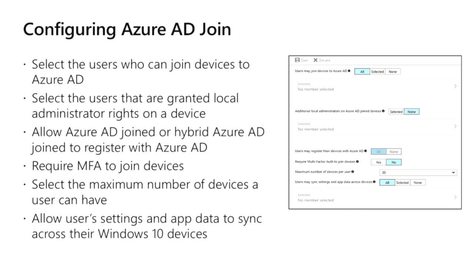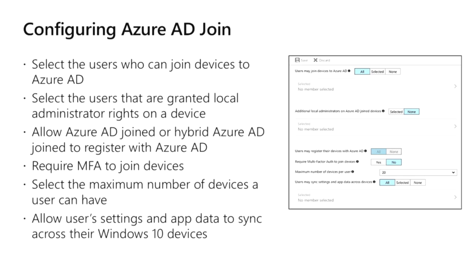Another option is the maximum number of devices. So this setting enables you to select the maximum number of devices that a user can have in Azure AD. If a user reaches this quota, they are not able to add additional devices until one or more of the existing devices are removed. The device quota is counted for all devices that are either Azure AD joined or Azure AD registered at the moment. So the default value is 20.